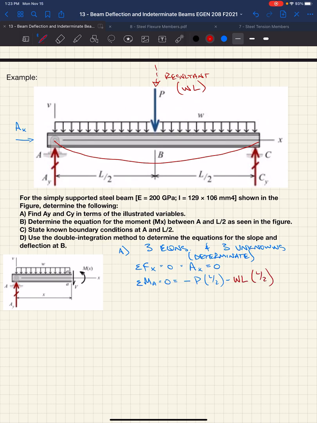Its moment arm, again, the resultant of this uniform load acts at the center of the beam. So that has a moment arm of L over 2. So we get this, and it's acting in the negative moment direction, right? Right-hand rule into the page. Then we have our reaction at C, right-hand rule, it's going to be positive, so CY times L.